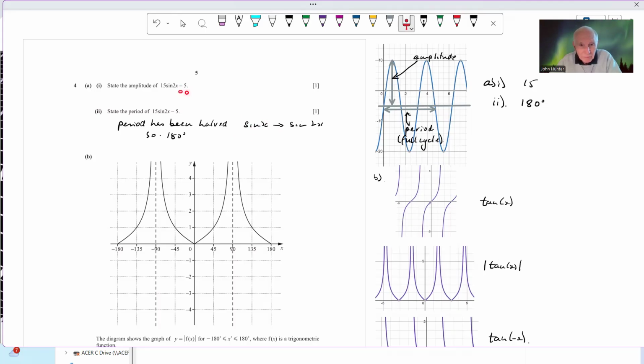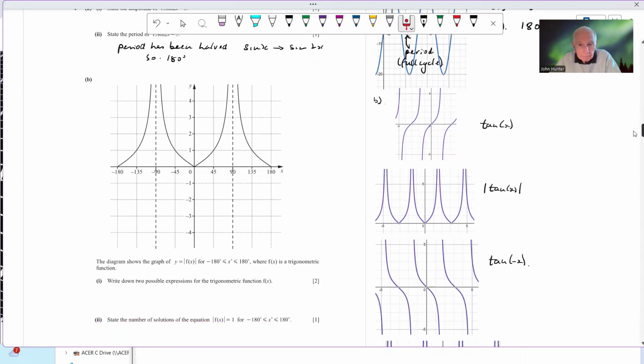Of course, we've added this -5, but that doesn't really affect the amplitude. All it does is shift the whole thing up by 5. So the amplitude, therefore, has been multiplied up from 1 by 15. So it's therefore 15. So we've got 15 and 180.